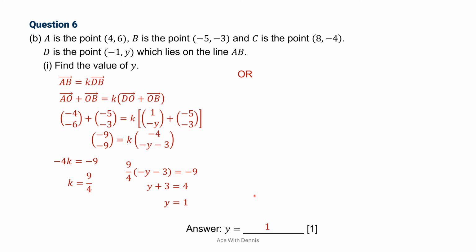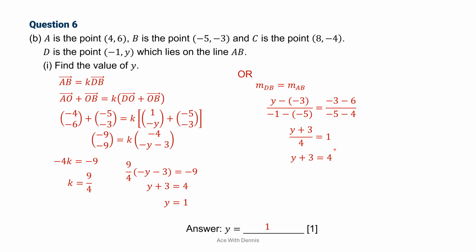Or we can use the coordinate geometry method, where since the point D is on the line AB, we can say that the gradient of DB equals the gradient of AB. Then we apply the gradient formula. Then it becomes (y minus -3) over (-1 minus -5) equals (-3 minus 6) over (-5 minus 4). So simplify, we have (y plus 3) over 4 equals 1. y plus 3 equals 4, hence y equals 1.